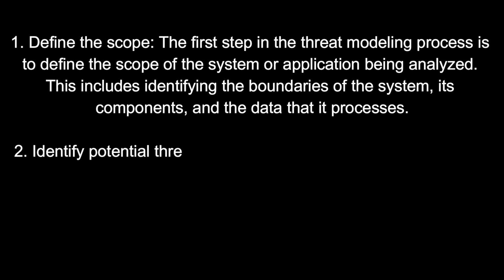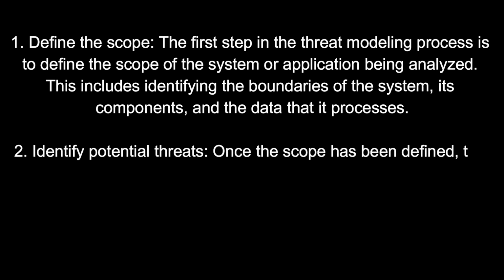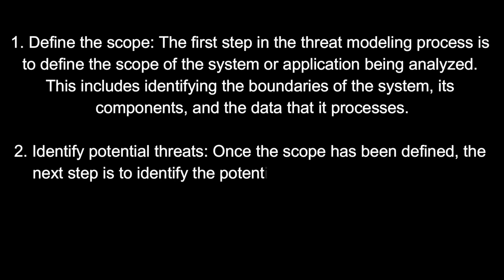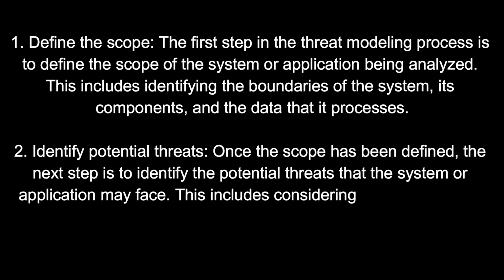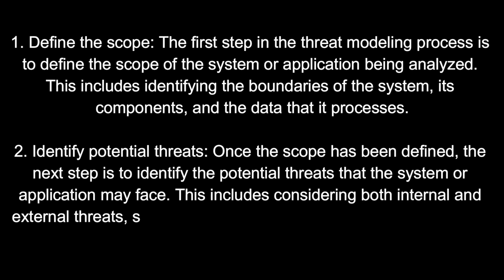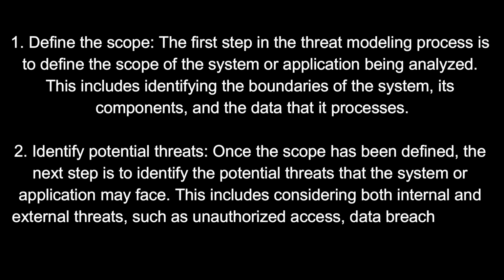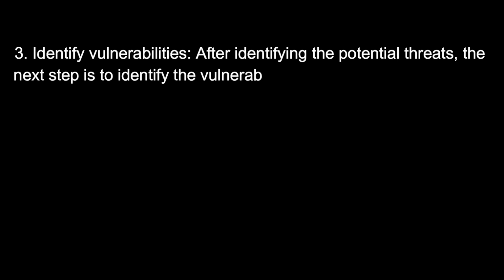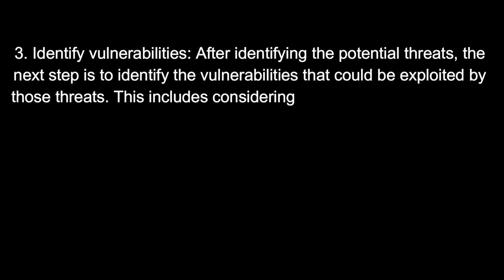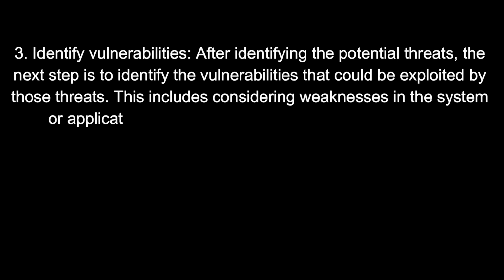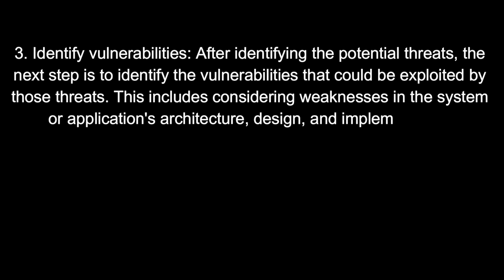2. Identify potential threats. Once the scope has been defined, the next step is to identify the potential threats that the system or application may face. This includes considering both internal and external threats, such as unauthorized access, data breaches, and denial of service attacks. 3. Identify vulnerabilities. After identifying the potential threats, the next step is to identify the vulnerabilities that could be exploited by those threats. This includes considering weaknesses in the system or application's architecture, design, and implementation.